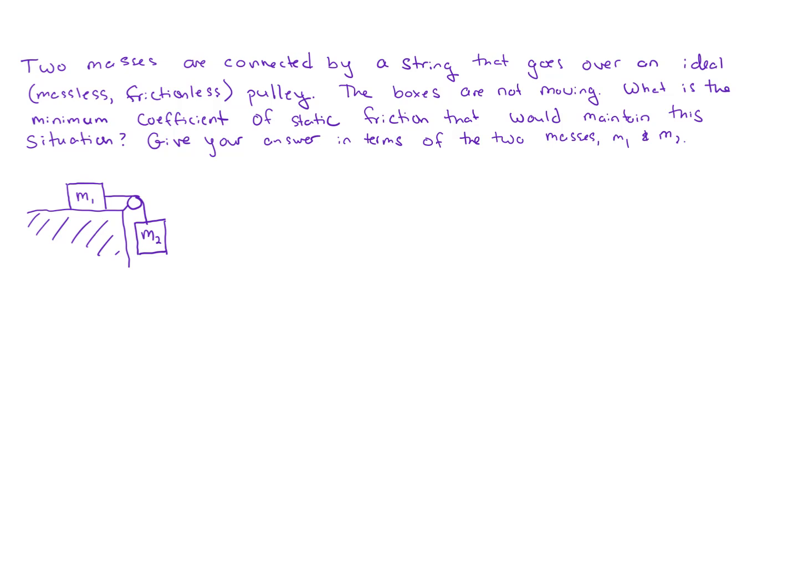In this problem, we're thinking about a multiple object problem where the two objects are not touching and moving together, but they're moving together due to the fact that they're connected with a rope or string. In this question, we have two masses connected by a string. It goes over an ideal massless, frictionless pulley.